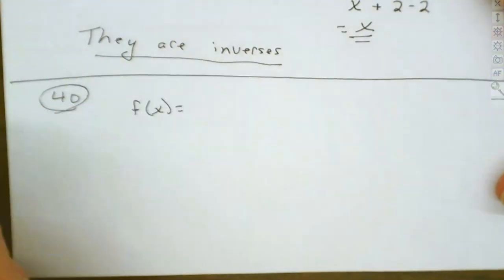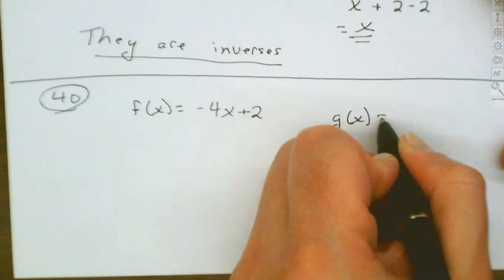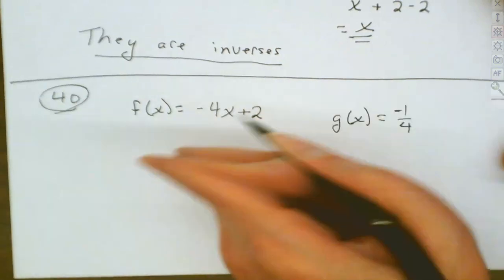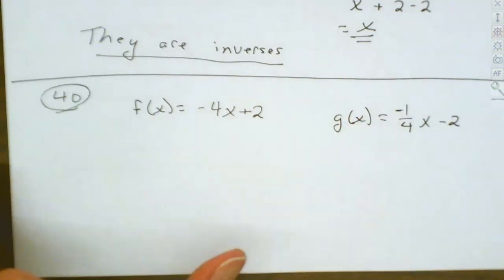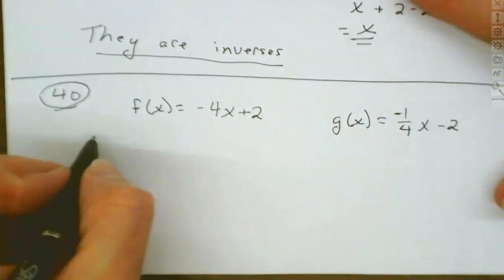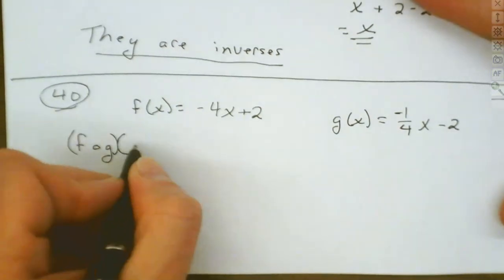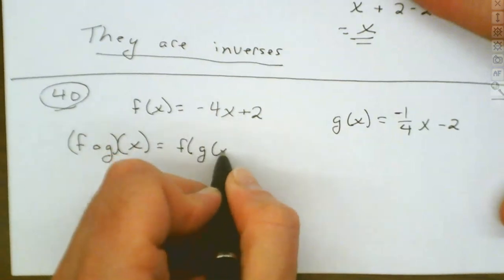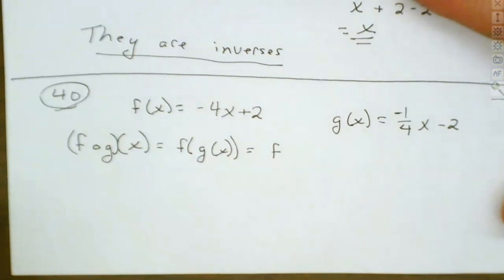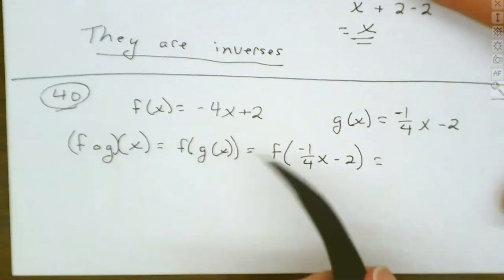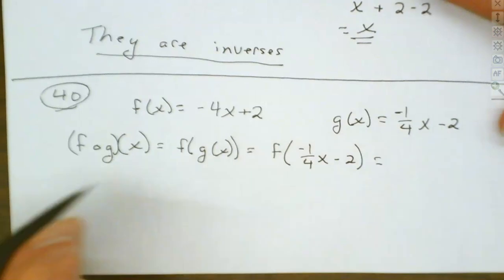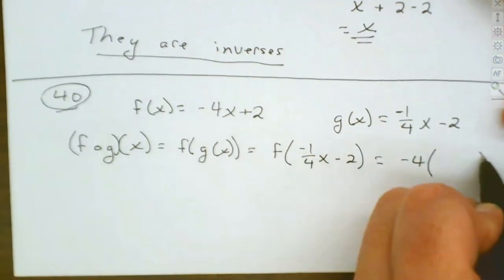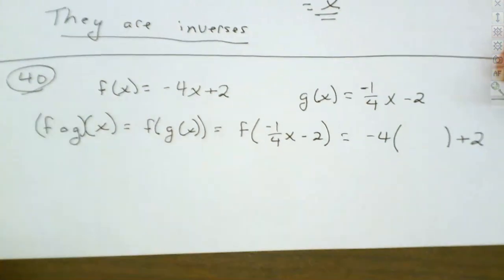Because f of x equals, on question 40, minus 4x plus 2. And g of x equals 1/4, and it's a minus here, X minus 2. So we're going to check. F composed with g of x is f of g of x. And so we plug our values in. So that is f of minus 1/4 x minus 2. And then, okay, that's our g. We plugged it in. And then we have a minus 4 parentheses plus 2 here. Just plugging it in into here.